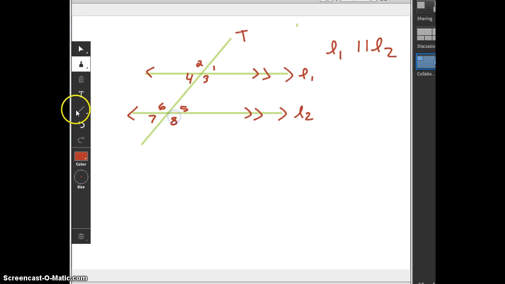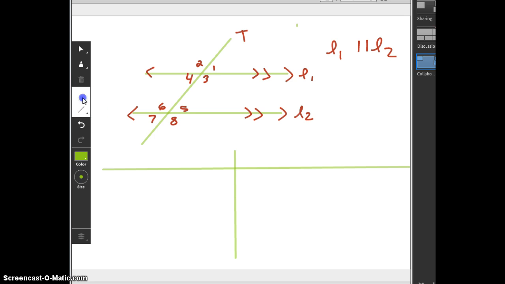So the angle pairs that we're going to be talking about are either going to be congruent or equal, or they're going to be supplementary, or add to 180 degrees. So let's talk about these right away. First one, the equal ones, are going to be called vertical angles.